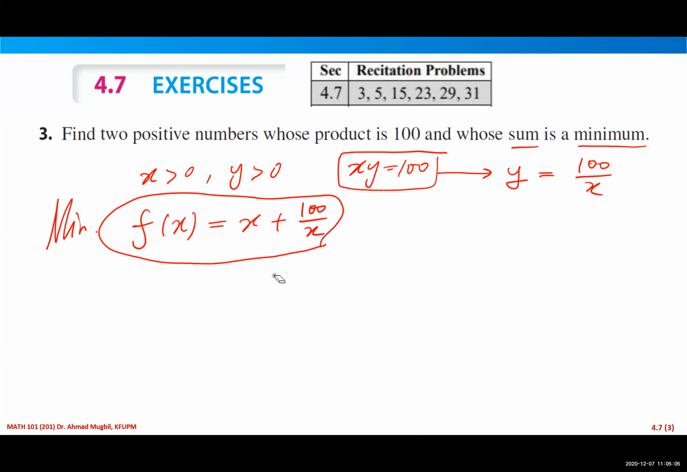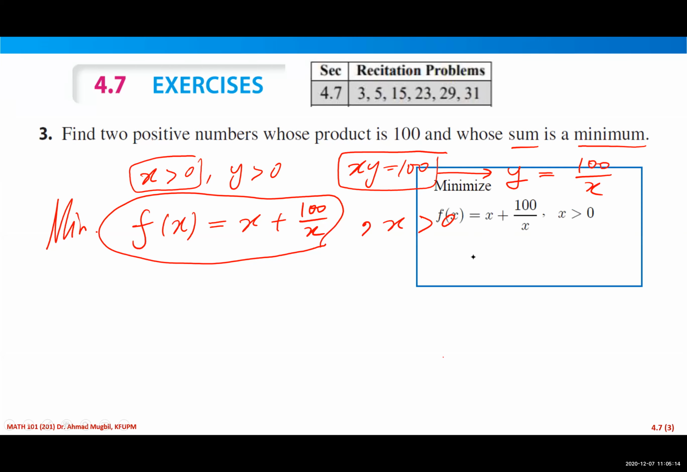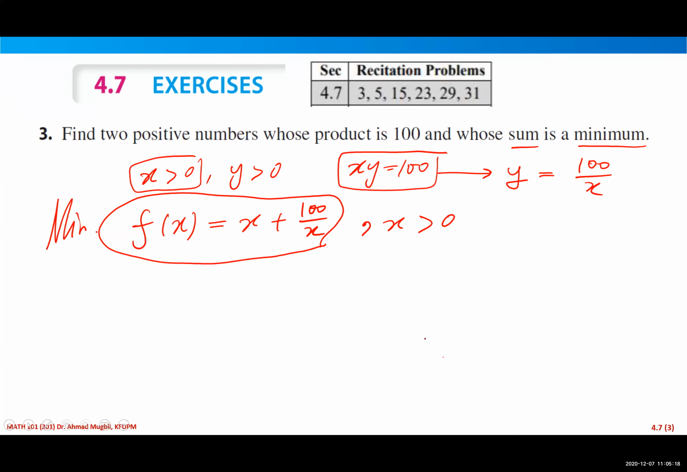Now, what are the conditions on your x? Remember? x more than 0. This is the domain. You can just think that the domain of this function is from 0 to infinity. Because if you have a critical number that is not in the domain, you should reject it. Khalas ya Shabab, I think now it is easy. You can continue now solving this problem easily.